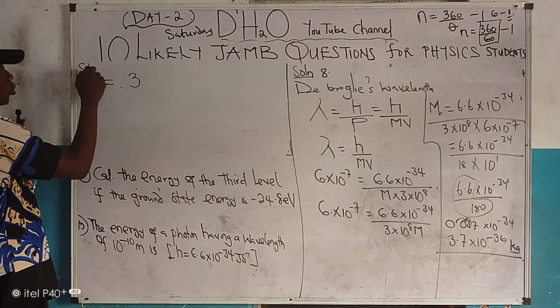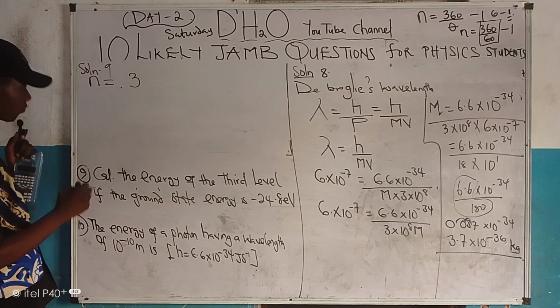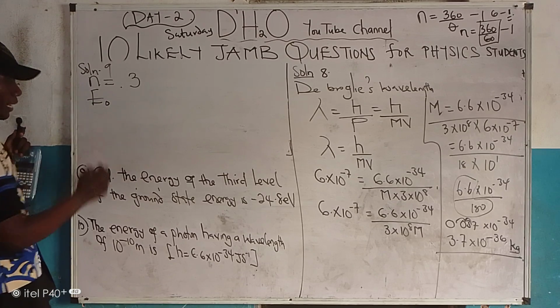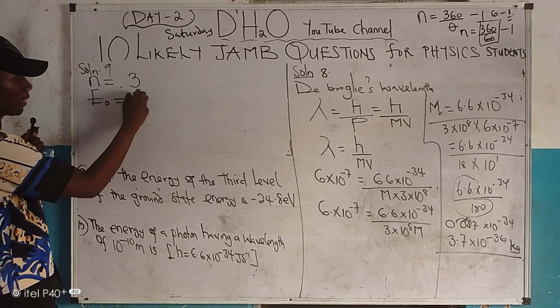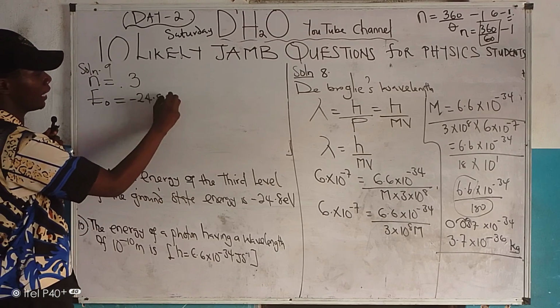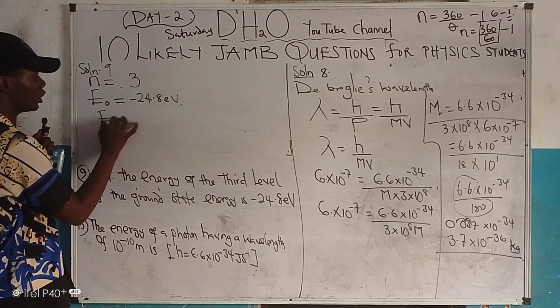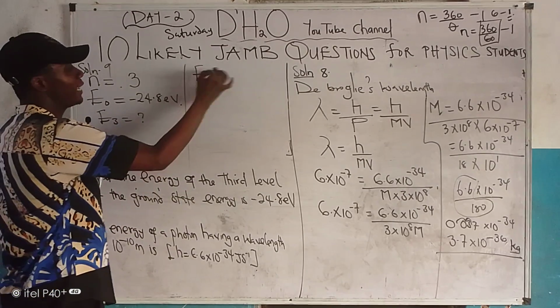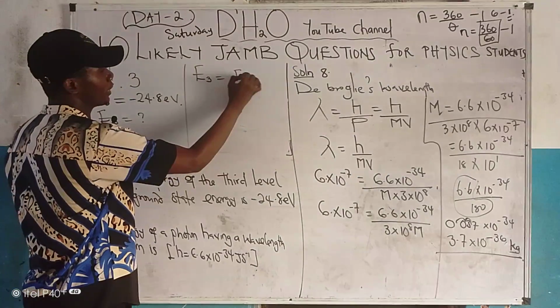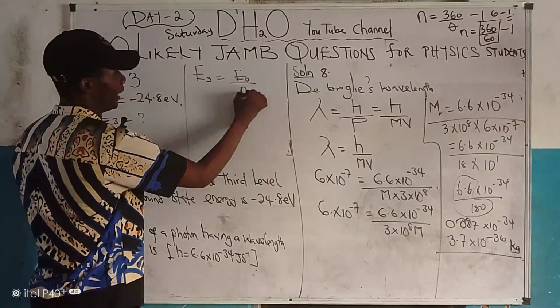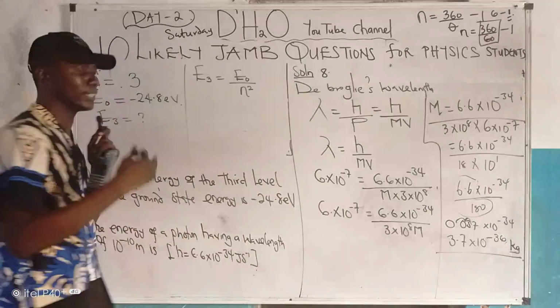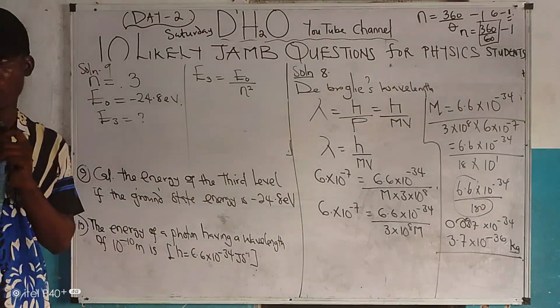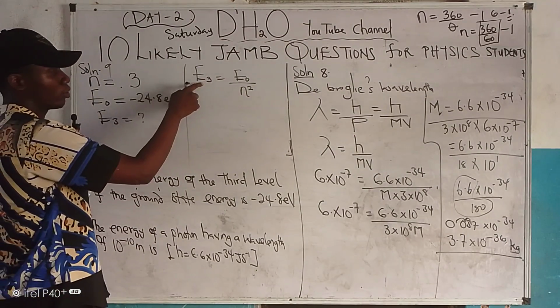This is the solution to number 9. The ground state, meaning the energy of the atom in the ground state, is minus 24.8 electron volt. What is the energy of the third level? Now, what's the formula for the energy of any level of the atom? It is equal to the ground state energy over n squared. n is referred to as the number of the energy level of the atom. So we are looking for the energy level of 3.